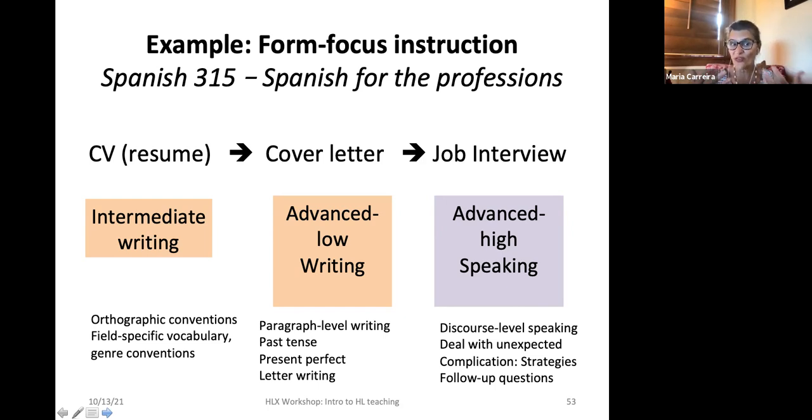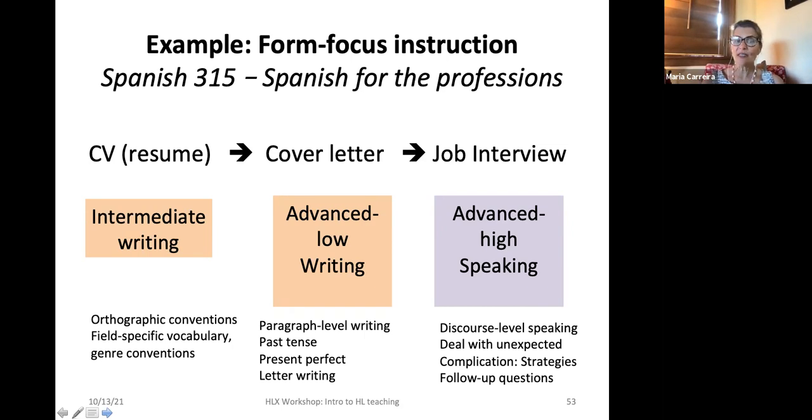This is where we learn field-specific vocabulary. So if my students are creating a CV and they want to be in the health professions, this is where they investigate the vocabulary that they're going to have to use. And genre conventions for the resume. If you look at a resume, you'll see that it doesn't have long paragraphs. It might have a little paragraph, a profile at the top, but it's really phrases and very short phrases.